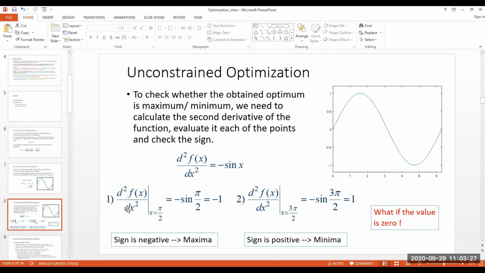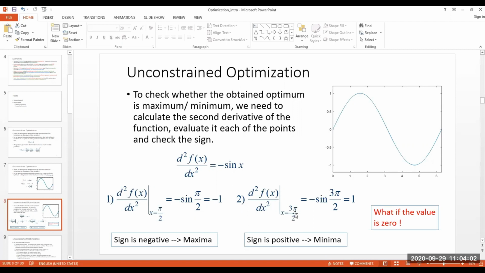My expression is minus sine of x. At x equal to pi by 2, I put pi by 2 instead of x, so it is minus sine pi by 2, which is minus 1. So at x equal to pi by 2, I get the second derivative value as negative. The decision is, if the sign of the second derivative is negative, you have reached the maxima. So it satisfies our answer from the graph. From the graph also, you can see that it is a maximum point of the f of x function.